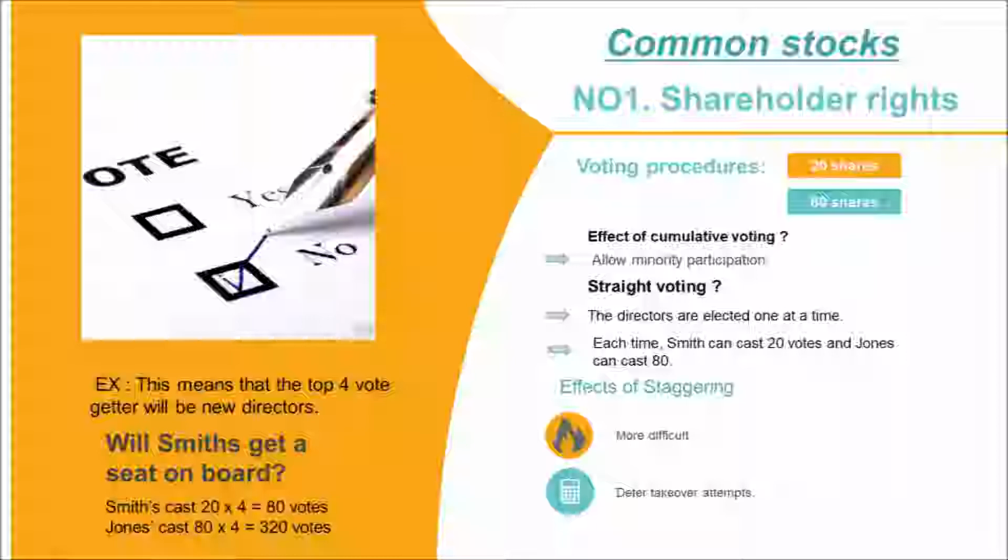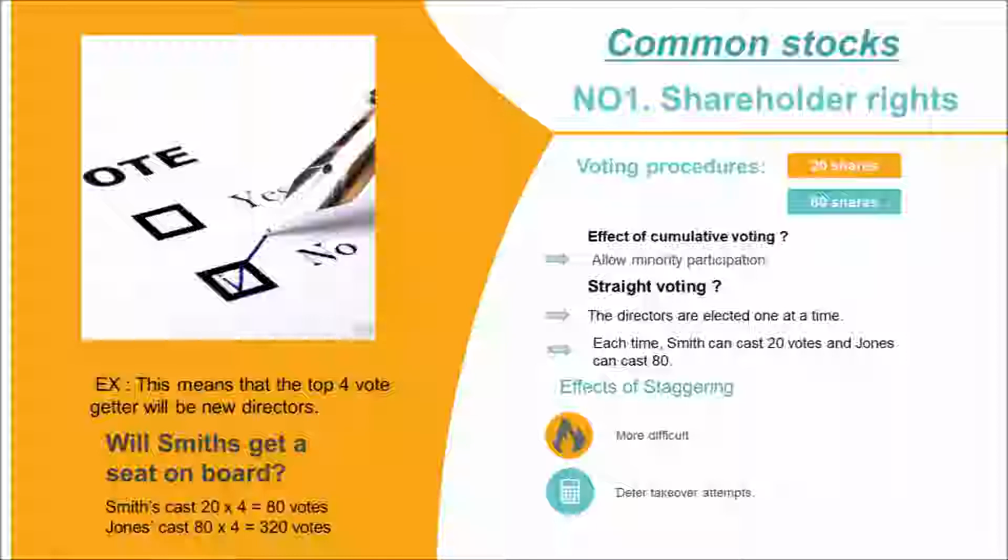Smith will cast 20 multiplied by 4, which is 80 votes, and Jones will cast 80 multiplied by 4, which is 320 votes. And if Smith gives all his votes to himself, he is assured of a directorship. The reason is that Jones cannot divide 320 votes among candidates in such a way as to give all of them more than 80 votes, so Smith will finish fourth at worst.